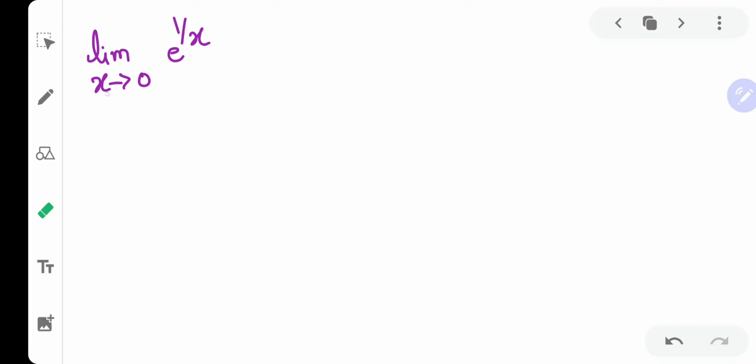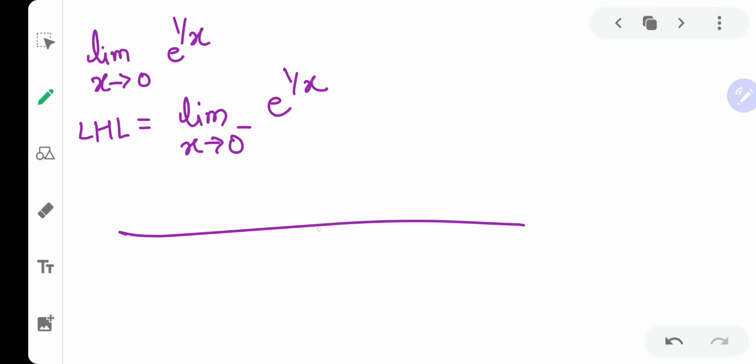Okay, so limit x tends to 0 is what they have asked us. First of all, you will calculate LHL, which is the left hand limit. So what is left hand limit? Limit x tends to 0 minus e raised to 1 by x. Now what is the meaning of 0 minus? It means x is approaching 0 and is very close to 0 but on the left hand side. So if you observe the number line, this is 0 and you are approaching 0 from the left hand side, then you will be very close to 0 over here, a very small number but negative.